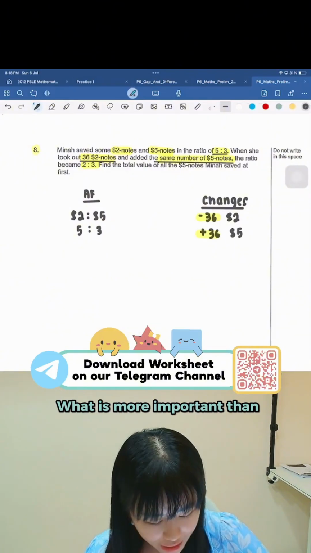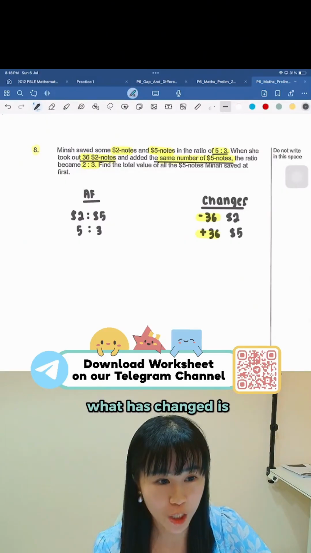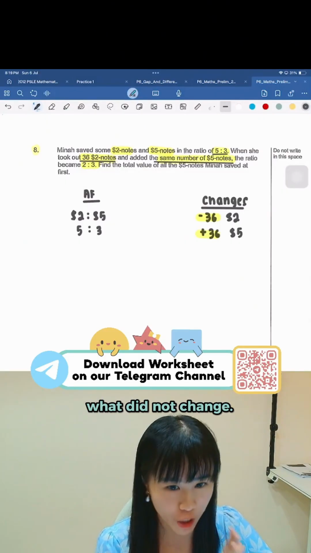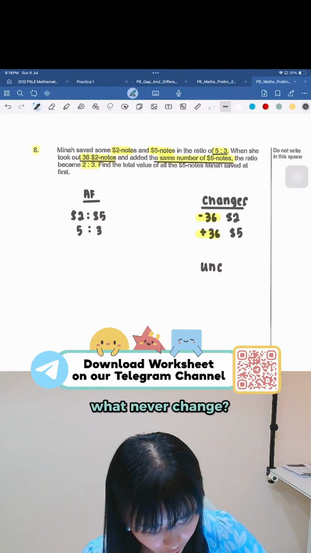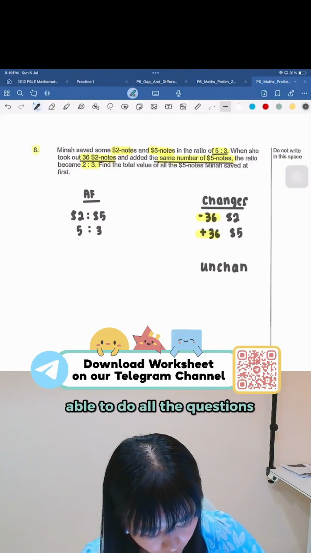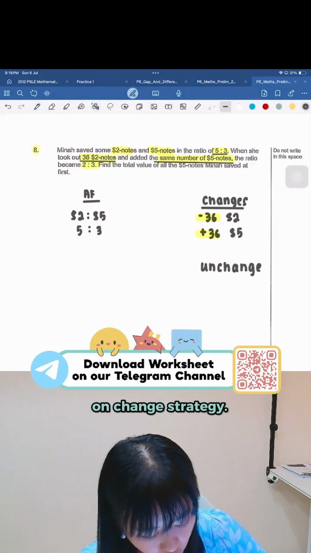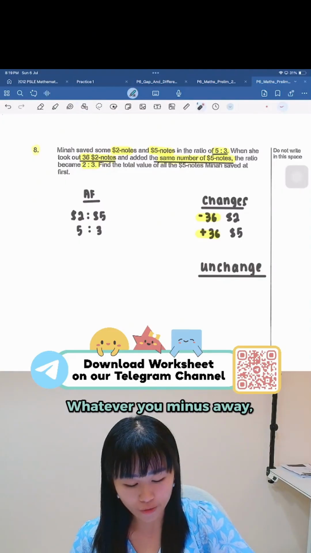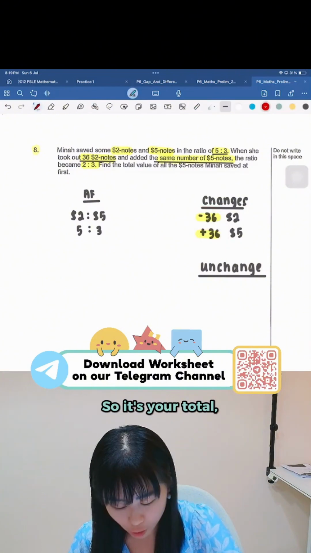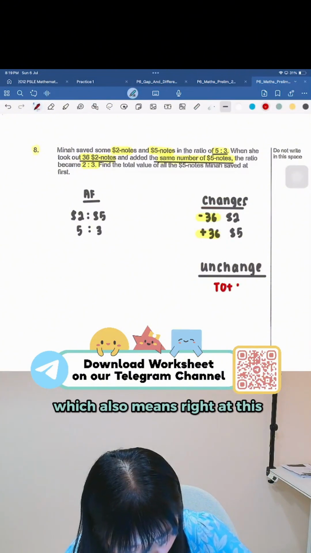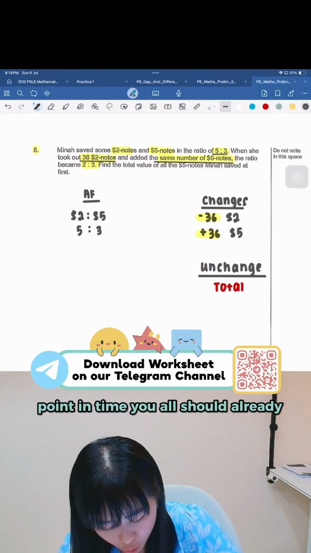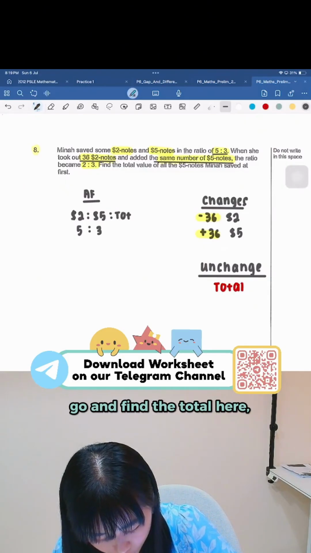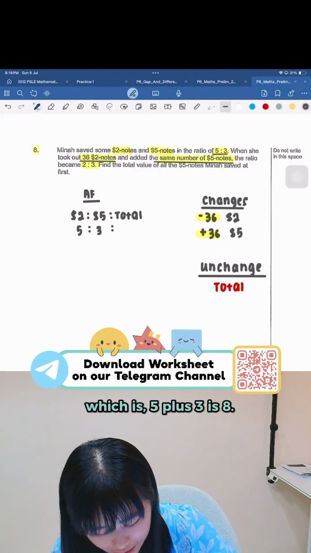What is more important than what has changed is what did not change. Can you all tell me what never changed? Because this will help you to do all the questions on change strategy. Yes, it's the total. Why is it the total? Whatever you minus away, you add it back, so it's your total. At this point you should already go and find the total here, which is 5 plus 3 is 8.